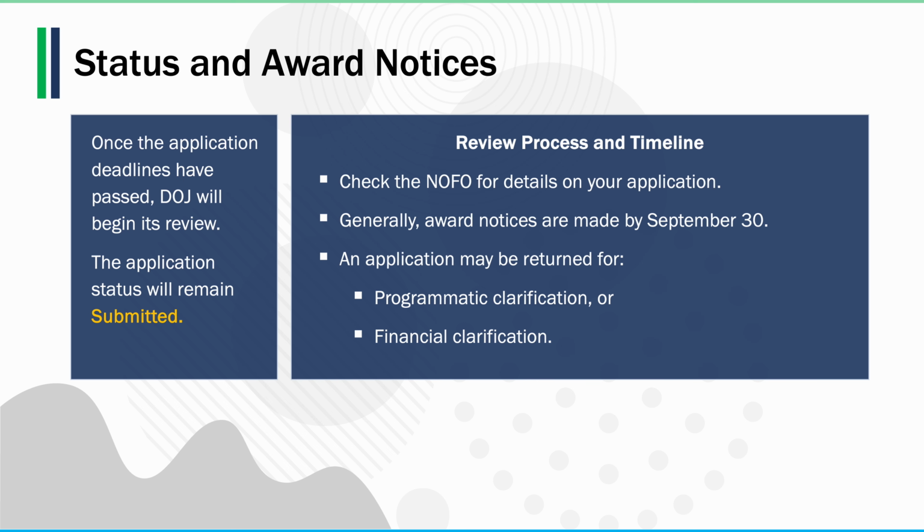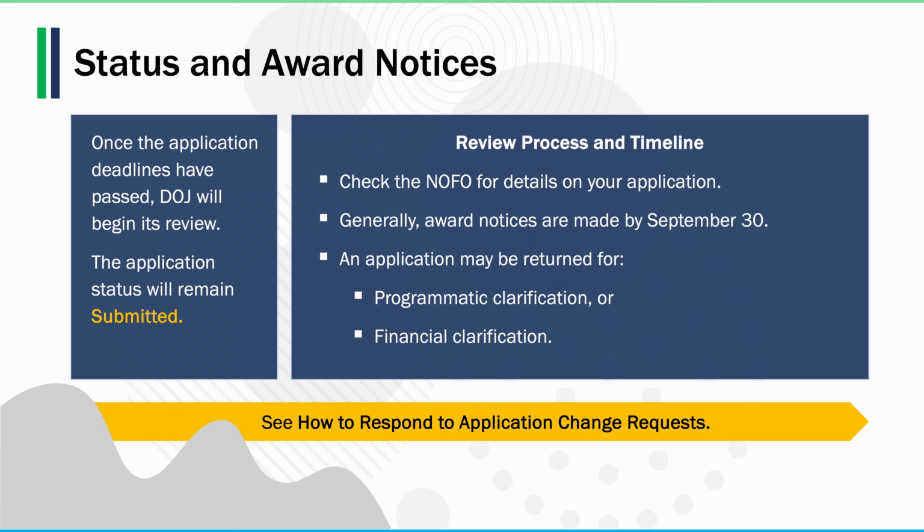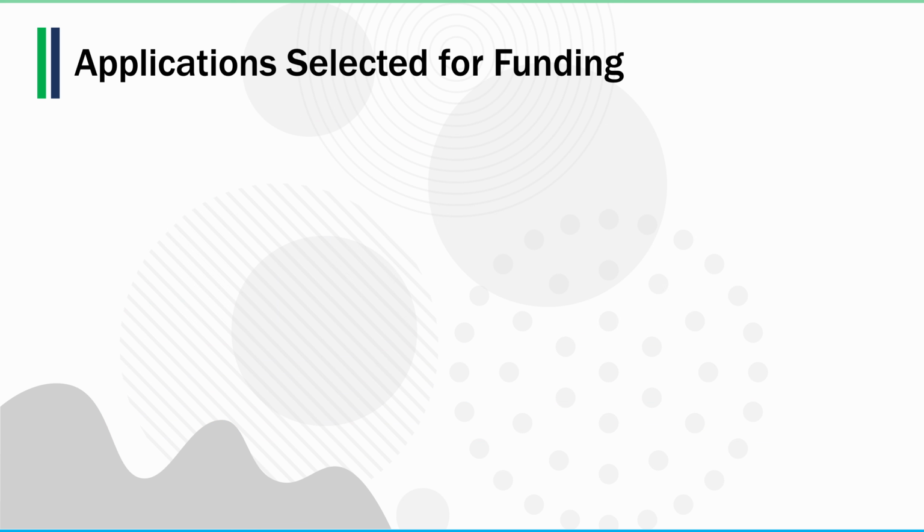Generally, award notices are made by the end of the federal fiscal year, which is September 30th. During the review process, an application may be sent back to you for programmatic or financial clarification. See how to respond to application change requests for additional guidance.